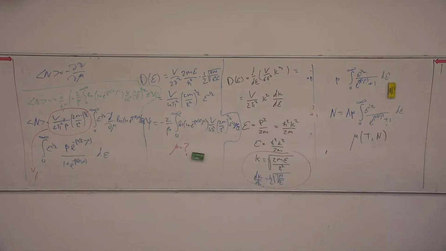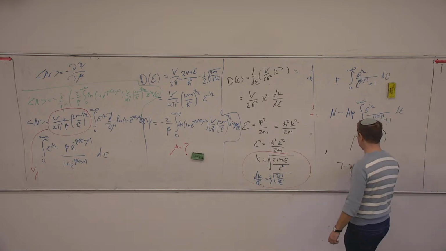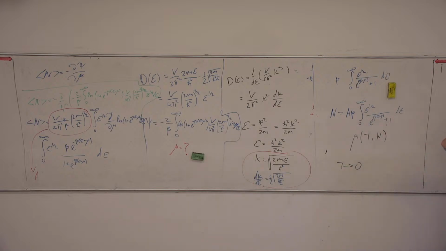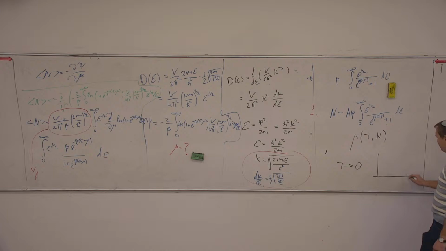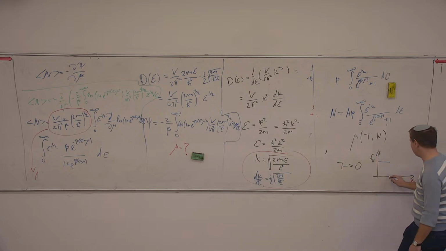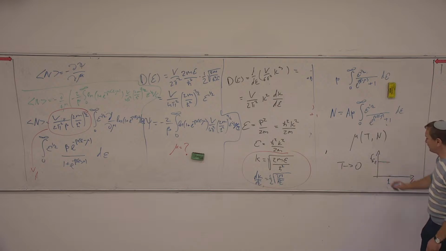All right. So what do I know in the T goes to 0 limit? I know something: that the occupation fraction, remember this f of epsilon, as a function of epsilon divided by mu, goes to this step function. This is 1. This is 1. This constraint I have to satisfy all the time.